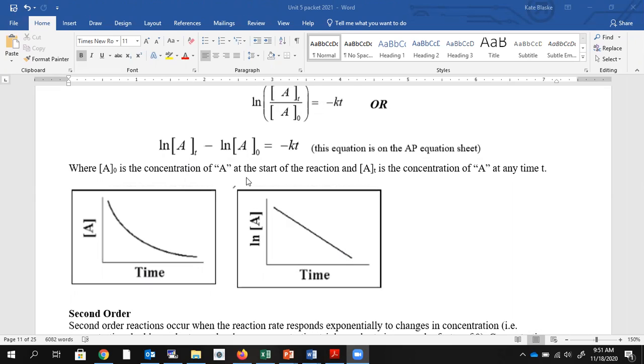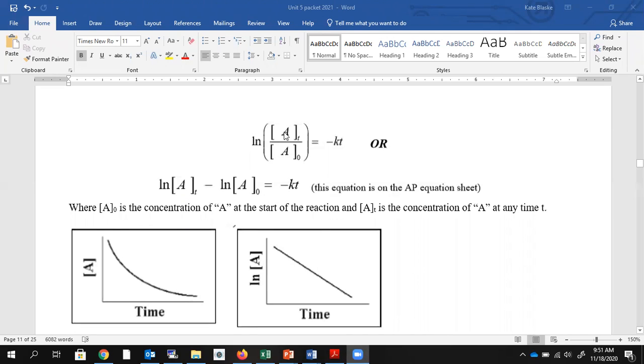The equation for that line is the natural log of the concentration at any time minus the natural log of the concentration at the beginning, that little zero meaning at time zero, equals negative KT. Again, this equation is also on your equation sheet. There are two different ways to write this equation out. The subtraction version is the one that's on your equation sheet, but because of the way natural logs work, we can also take the natural log of the concentration at any time over the initial concentration and simplify that down into one term.